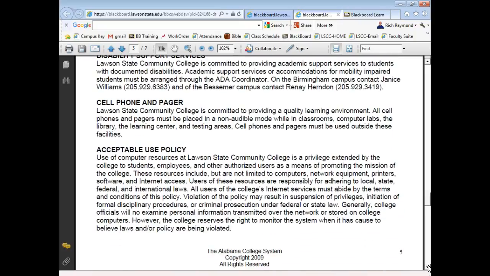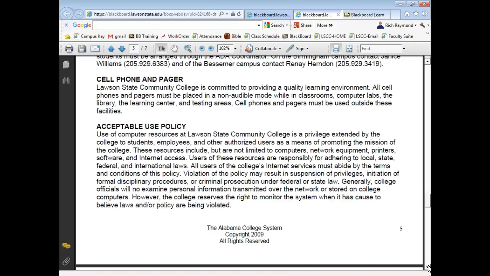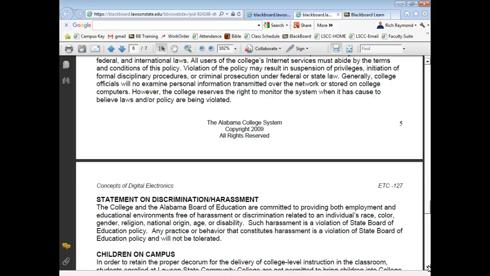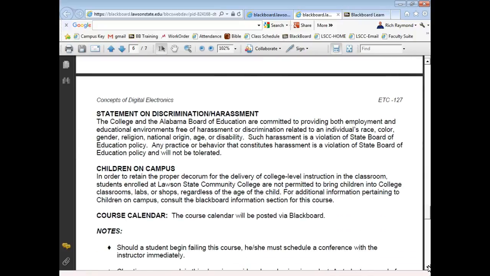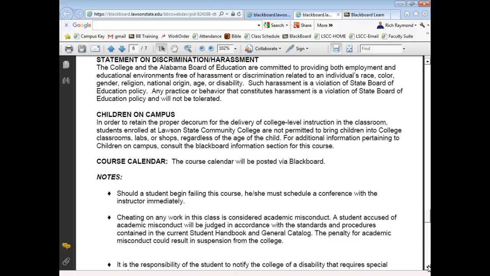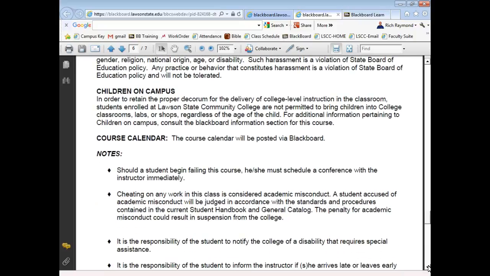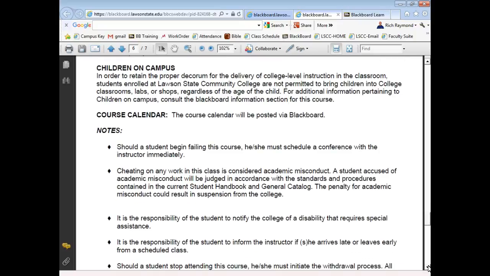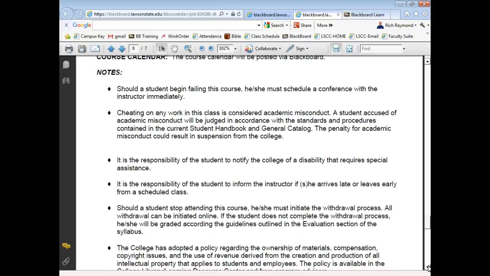But cell phones and pagers, we want to make sure you put your cell phone. Pagers are not used much anymore, but this is part of the official syllabus. Most people use their cell phones as their pagers now. You need to make sure you put it on silent mode when it's in here. Of course, harassment and discrimination. We don't have any harassment or discrimination in our classes. This is children on campus. You can't bring your kids to school. And we've had that happen before.